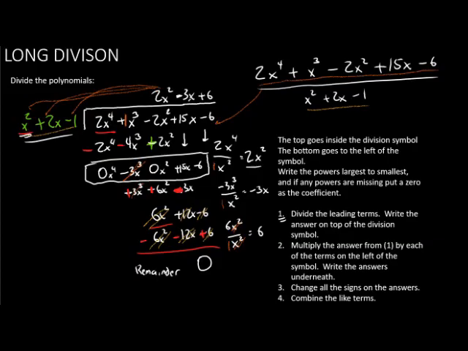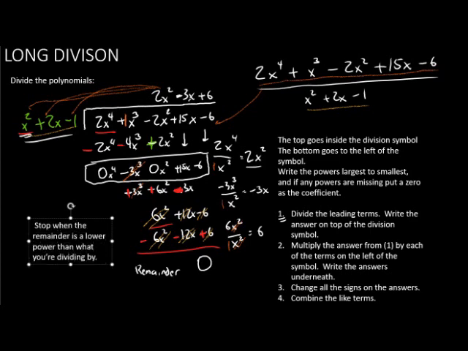Now you may be confused about when you're allowed to stop if you get something other than 0. In general, if your remainder is lower power than the number you're dividing by, that's when it's time to stop. Notice our first remainder was third power, which is higher power than what we're dividing by, that's x squared. Our next remainder was second power, which is the same as what we're dividing by. And finally, the remainder that we ended up with after that operation is 0 power, because 0 is a constant.